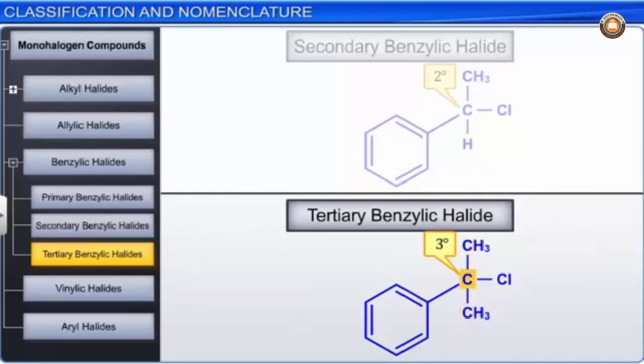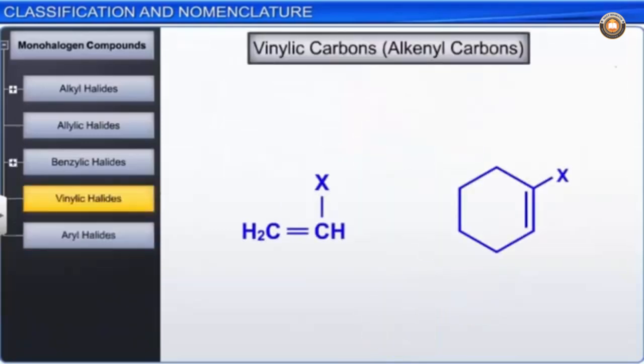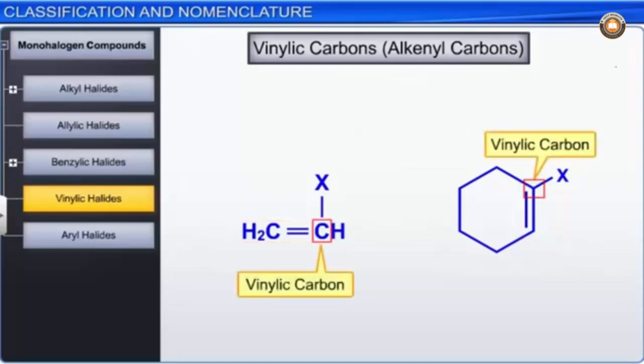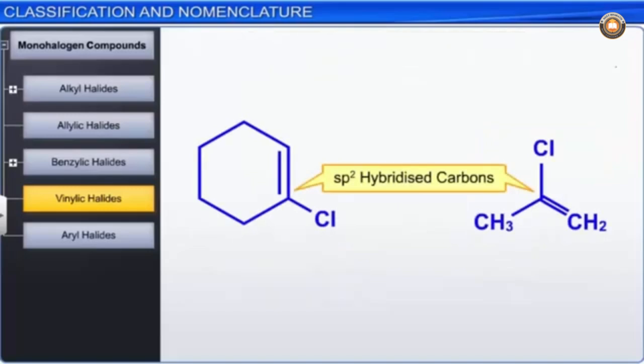It will be helpful in your chemistry studies if you can identify vinylic carbons or alkenyl carbons, as they are sometimes called. Vinylic carbons are sp2 hybridized and are double bonded to one carbon atom. The vinylic carbons in two different molecules are shown in the illustrations here. Vinylic halides have a halogen atom bonded to an sp2 hybridized carbon atom of a carbon-carbon double bond. Two examples of vinylic halides are shown here.